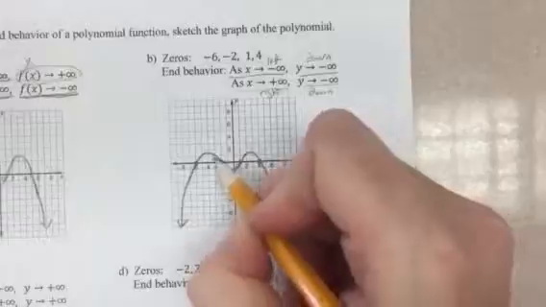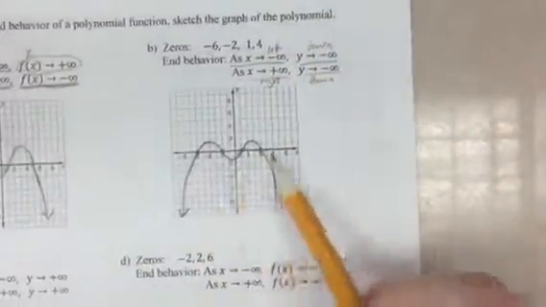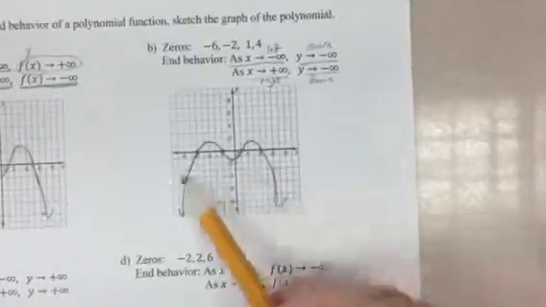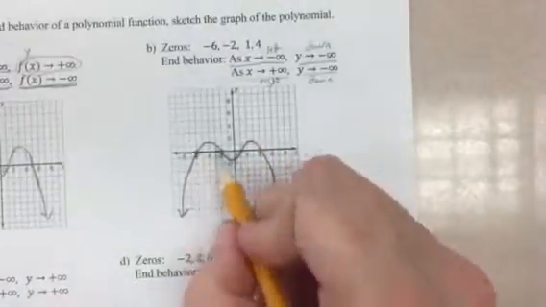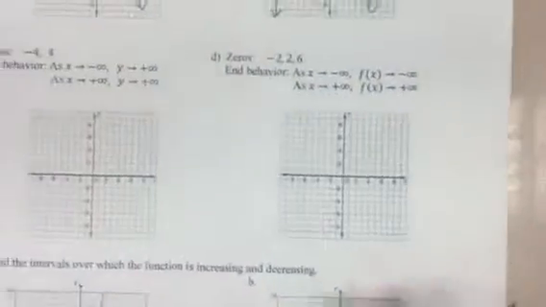And again, I'm not quite sure how far up or down, but I can sketch a graph of these two important features. So our graph will at least have the important x-intercepts and the important end behavior. So you do C and D.